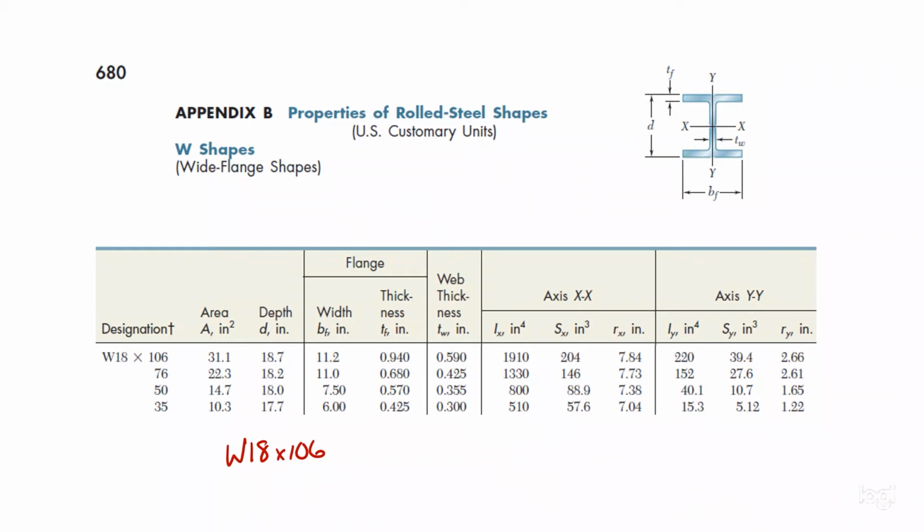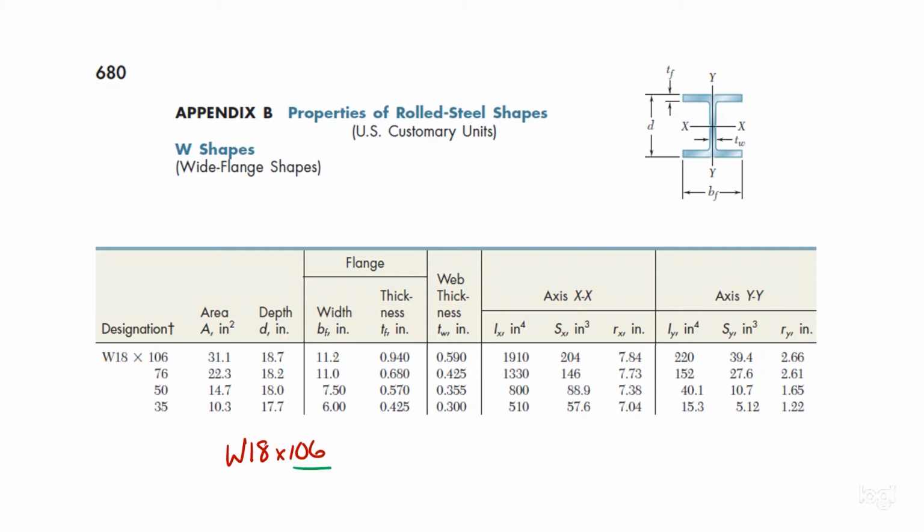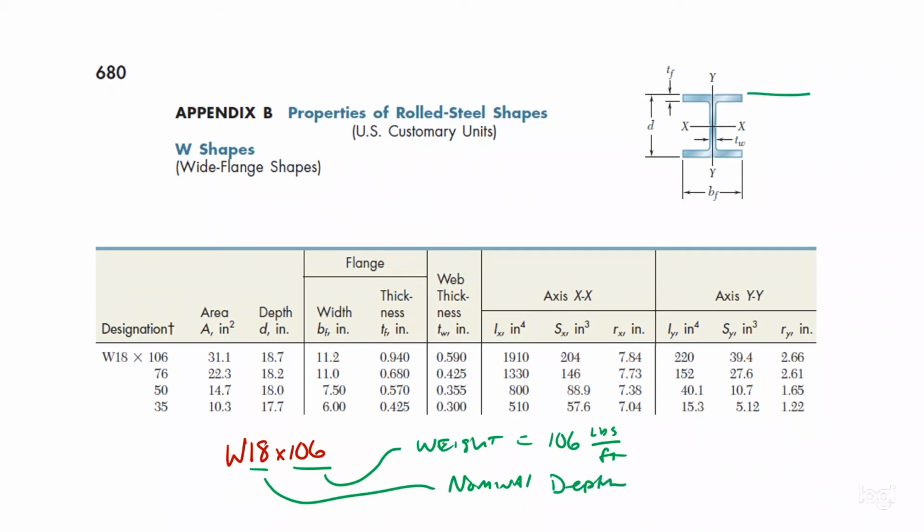So for the W18 by 106, the way that this works is the W stands for W section or wide flange section. The value of 106 here indicates that the section has a weight equal to 106 pounds per foot. So each foot of that cross section weighs 106 pounds. And this number here is the nominal depth of the section. And the depth of the section is here, D. That is equal to 18 inches.